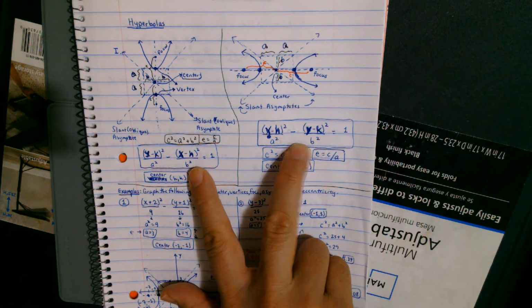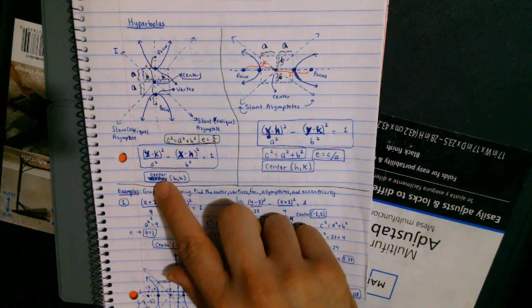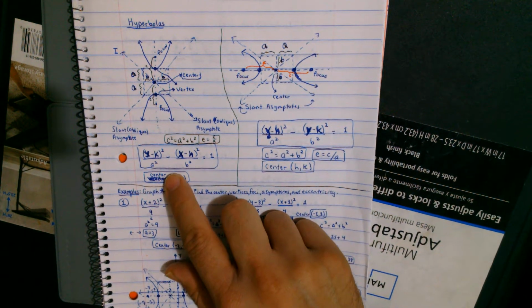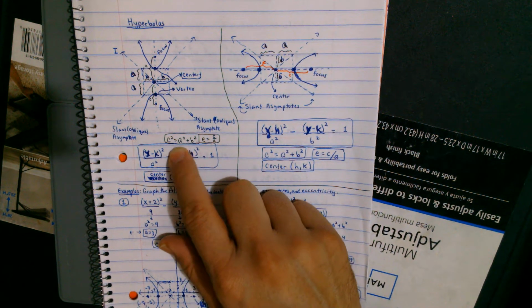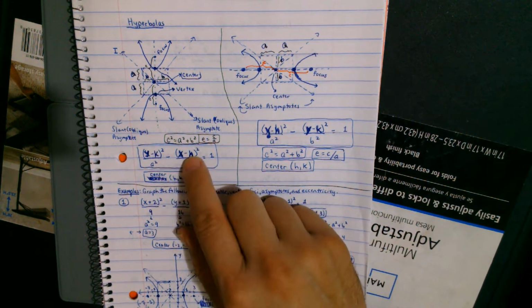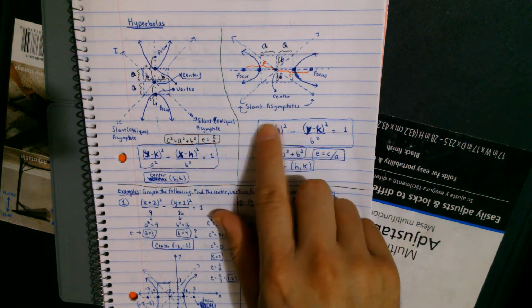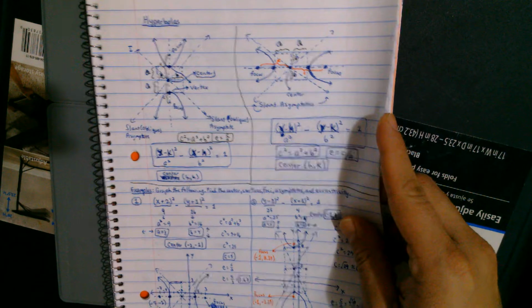In this case, it doesn't matter whether a is bigger than b or a is less than b. a and b could be the same. a and b could be different. One could be bigger than the other, whichever order you want. Except now the c squared is a squared plus b squared. So we're going to add a squared plus b squared. And the eccentricity is still c divided by a. The center is still going to be (h, k). It's still going to be the opposite. And I'll show you that. I'll do a couple of examples down here in a minute. So the only difference now is this.